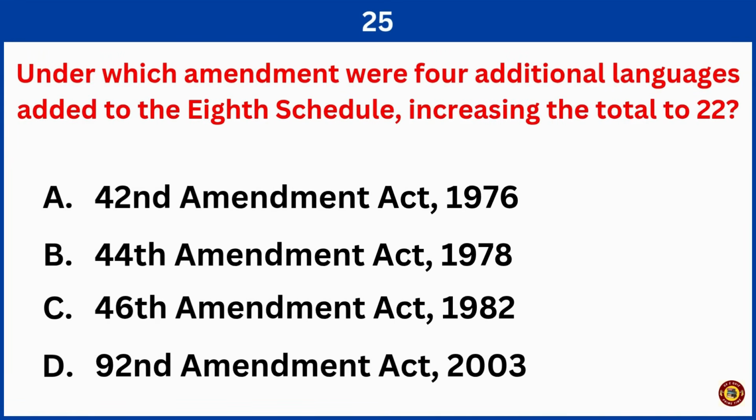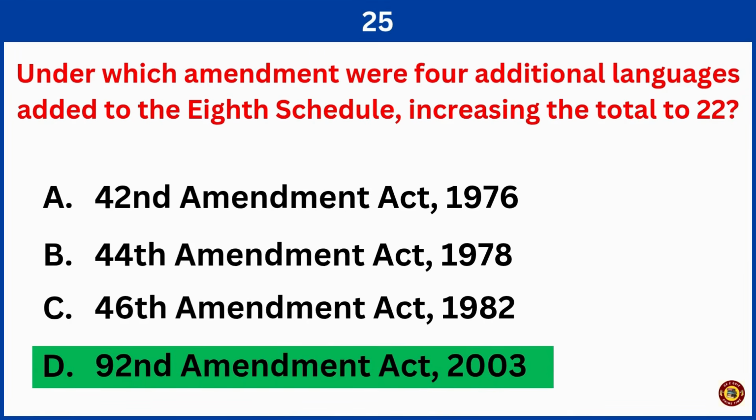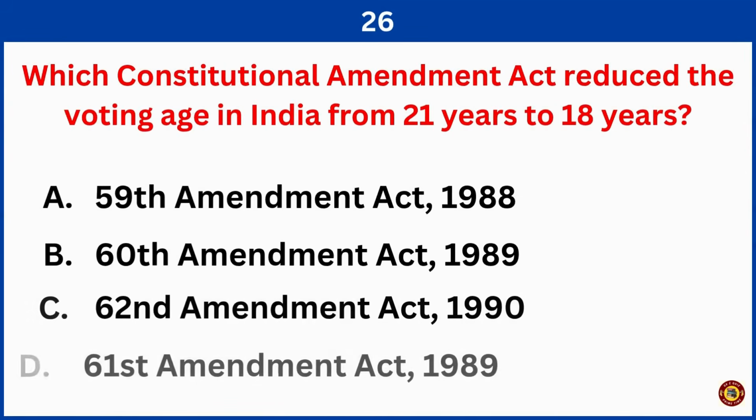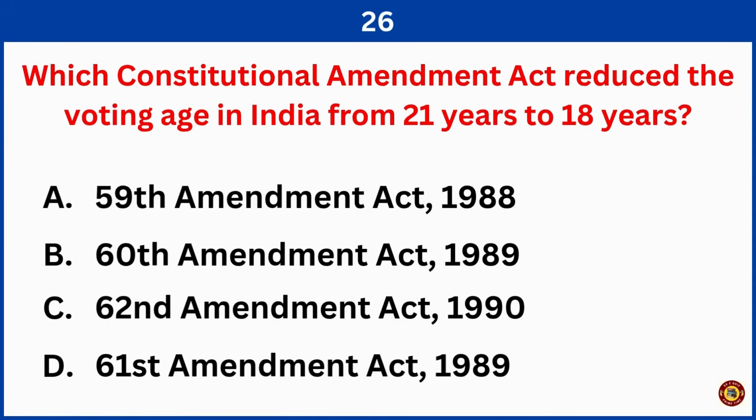Under which amendment were 4 additional languages added to the 8th Schedule, increasing the total to 22? Right answer is option D, 92nd Amendment Act 2003. Which constitutional amendment act reduced the voting age in India from 21 years to 18 years?